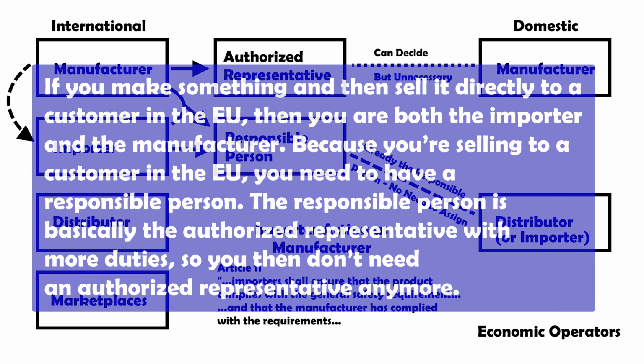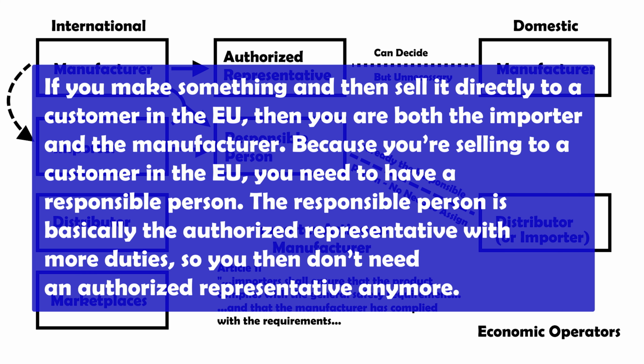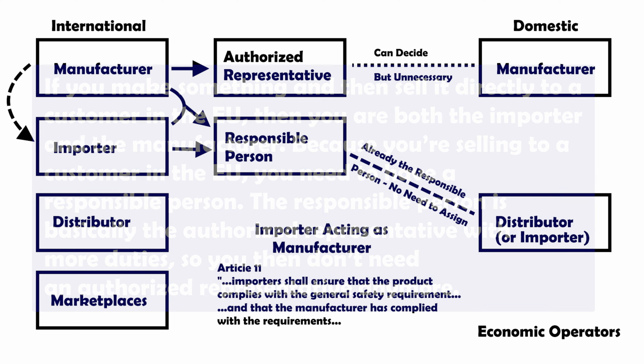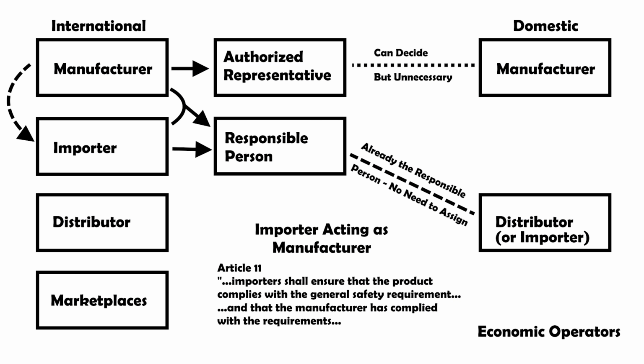If you make something and then sell it directly to a customer in the EU, then you are both the importer and the manufacturer. Because you're selling to a customer in the European Union, you need to have a responsible person. The responsible person is basically the authorized representative with more duties, so you then don't need an authorized representative anymore. This isn't explicitly stated in the GPSR, but it's implied.